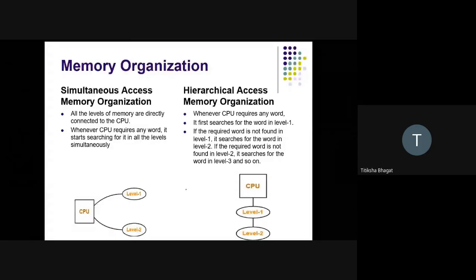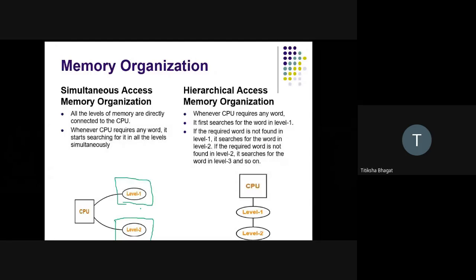Next, how many types of memory organizations do we have? Totally, a memory can be organized in two different ways. Number one is simultaneous access memory organization, and number two is hierarchical access memory organization. In this diagram you can see that the processor is connected with two memories. The first memory is level 1 memory. The second memory is level 2 memory.